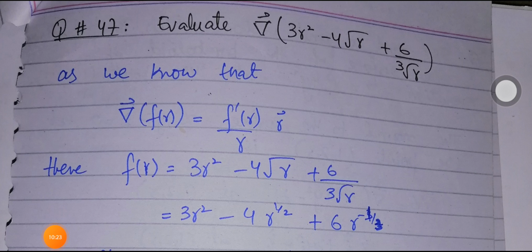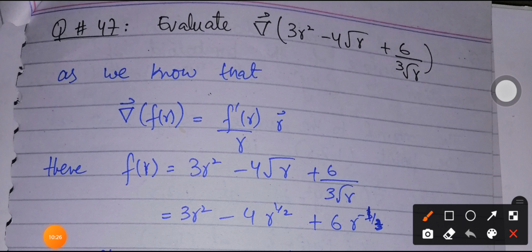Next we have question number 47. We have to evaluate del of (3r square minus 4 square root of r plus 6 by 3 square root of r). So clearly we can apply the previous result over here, in which we simply need to take the derivative of the function f. So f of r is equal to 3r square minus 4 square root of r plus 6 by 3 into square root of r. So sorry, it's cube root of r.